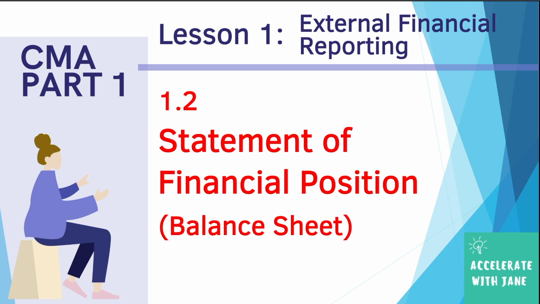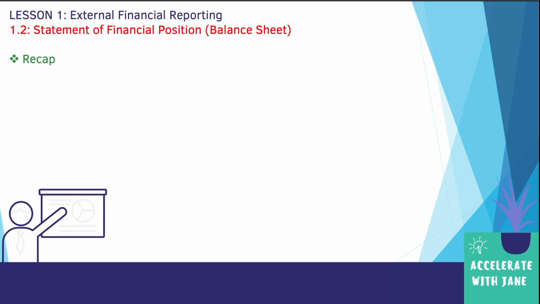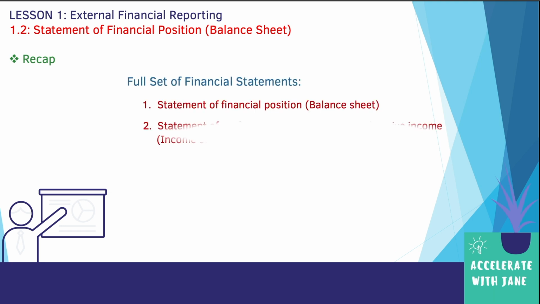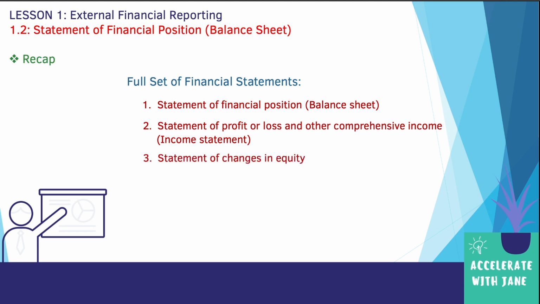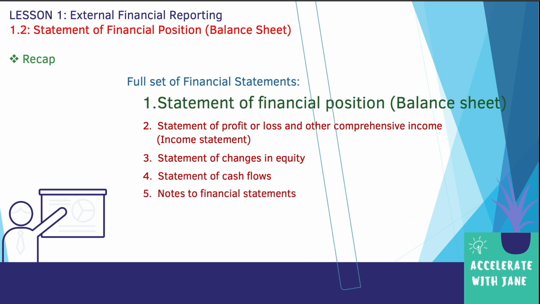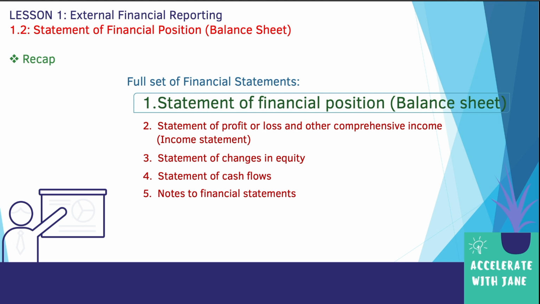Alright, so in this video, we're gonna cover Lesson 1 still, External Financial Reporting, and Section 2 is about the Statement of Financial Position or simply the balance sheet. So just to recap, we have here the full set of financial statements. First is the Statement of Financial Position or the balance sheet. Second is the Statement of Profit or Loss and other comprehensive income or income statement. Third is the Statement of Changes in Equity. Fourth is the Statement of Cash Flows. Fifth is the Notes to Financial Statements. And as mentioned earlier, this video will cover the Statement of Financial Position or the balance sheet.